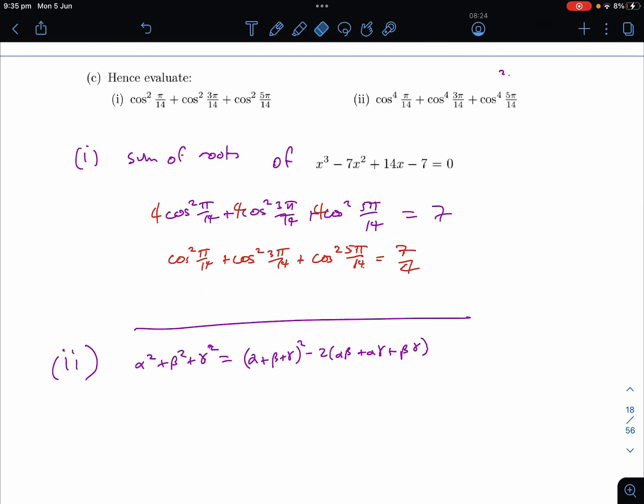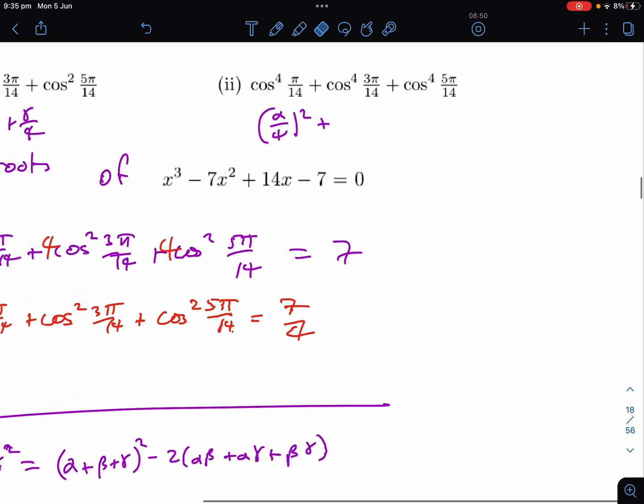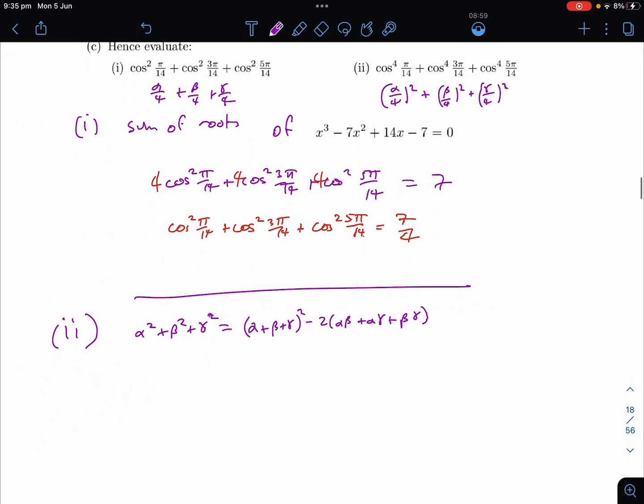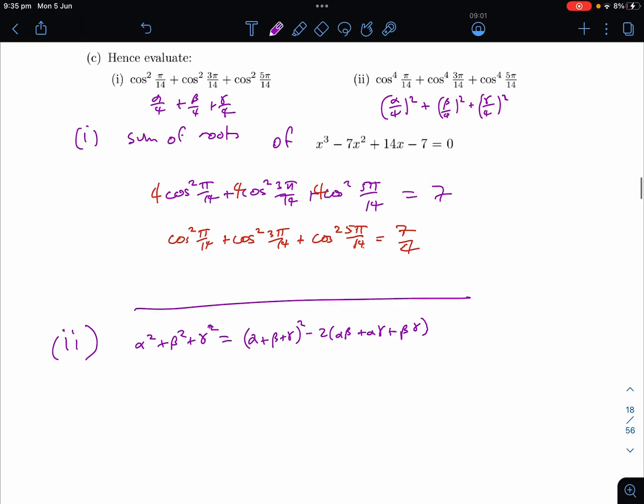This is basically alpha squared on 4, that's alpha on 4. That's alpha on 4 plus beta on 4 plus gamma on 4. And this is going to be alpha on 4 all squared plus beta on 4 all squared plus gamma on 4 all squared. So let's just at least find what we're after.